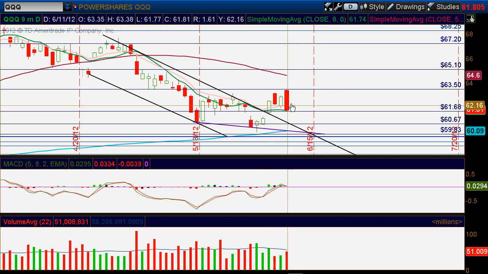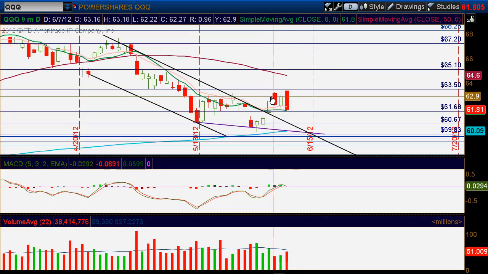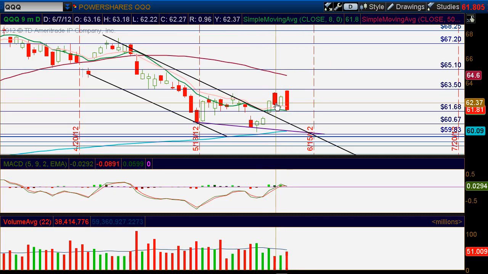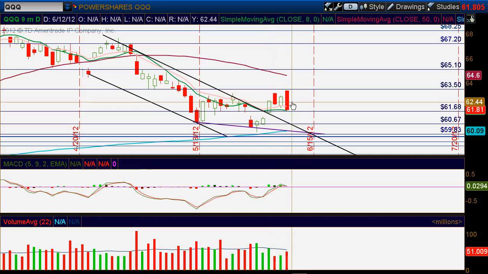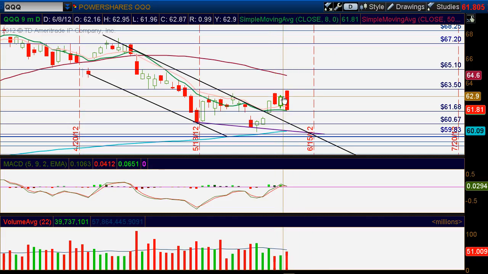The other thing that I see here is that we are starting to put on a low base. As you can see, we've been trading in between those two areas: this upper area of resistance right here, 63.50, and that lower area of support down at 61.68, as well as the 8 moving average. So watch these two guys really carefully tomorrow and the rest of this week.